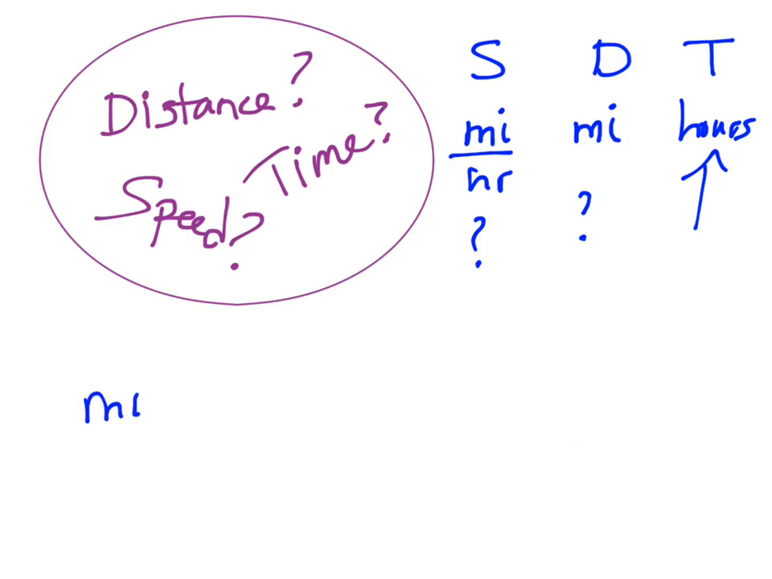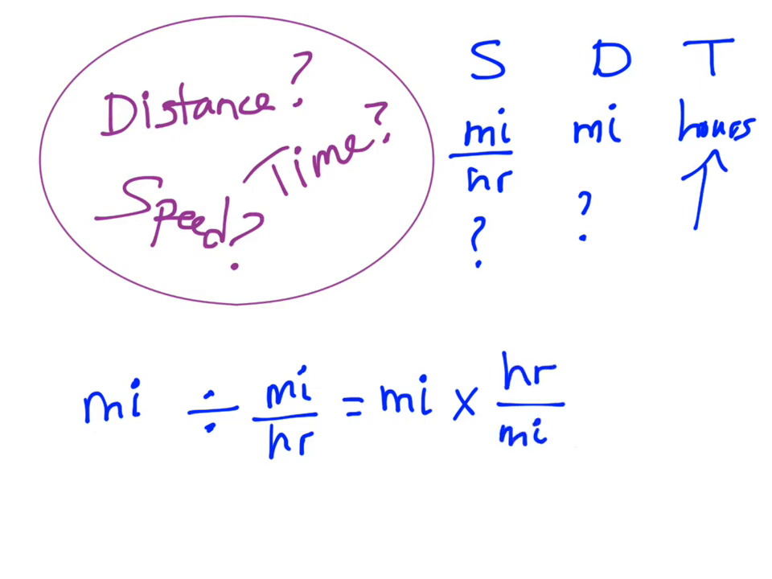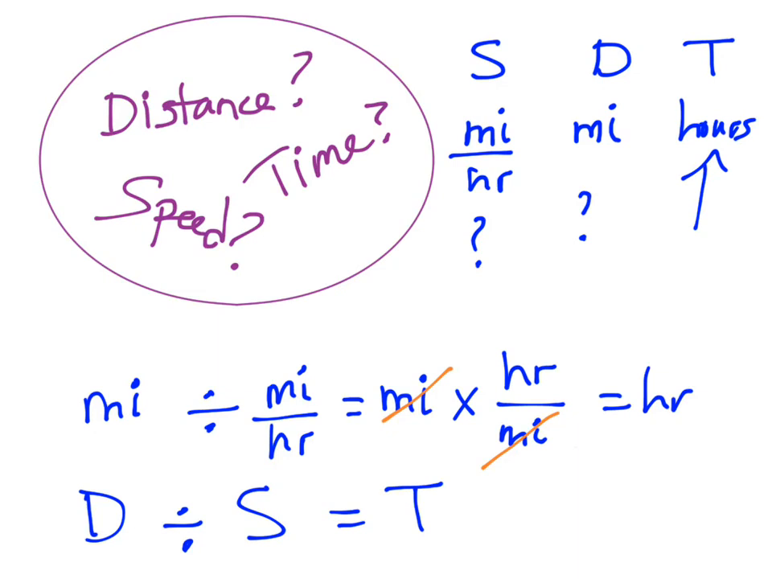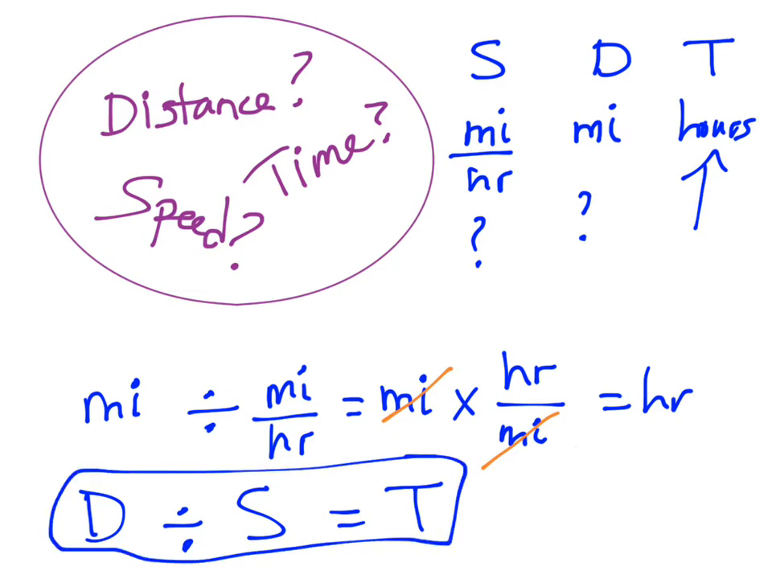So what happens if we take miles and divide that by miles per hour? All right, so this is miles times, multiply and invert, so this is going to be hours per mile. And now the miles in the numerator and denominator cancel, and we're left with hours. And that's what we wanted. So that tells us that taking the distance in miles and dividing by the speed in miles per hour gives the time. There's a third equation you could use.